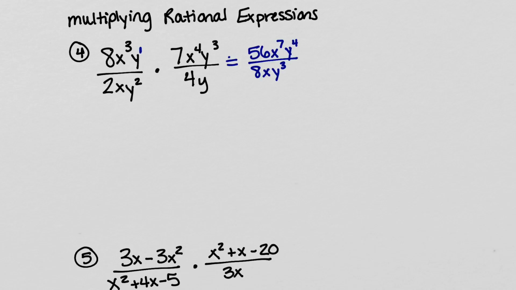Well, I can take 56 and I can divide it by 8. So I can go ahead and just deal with the numbers first. And I know I'm going to get 7. And it's going to be on top, right? Because the bigger number's on top.